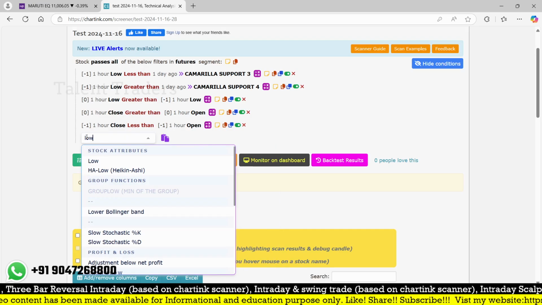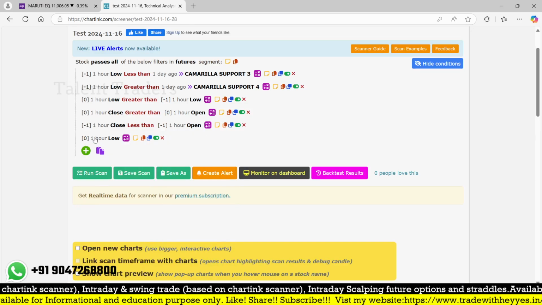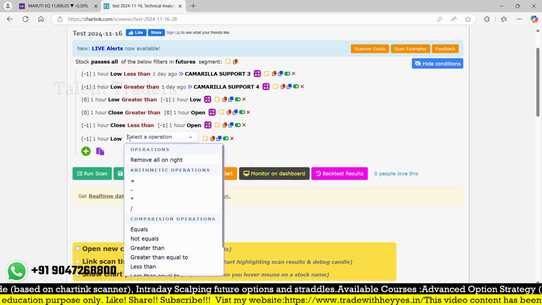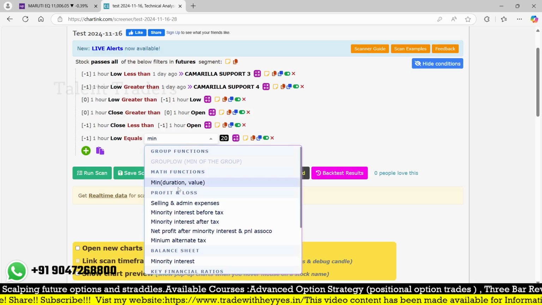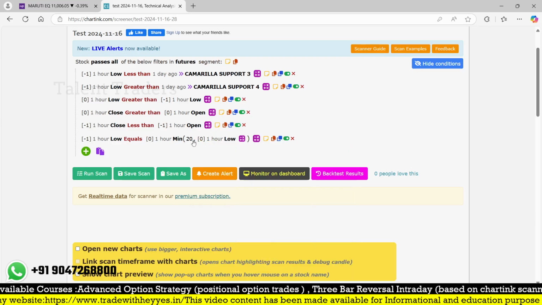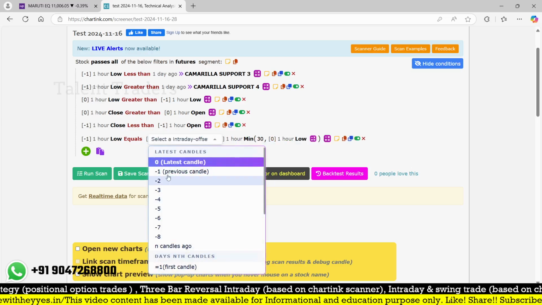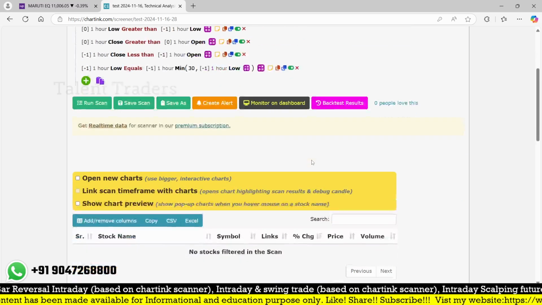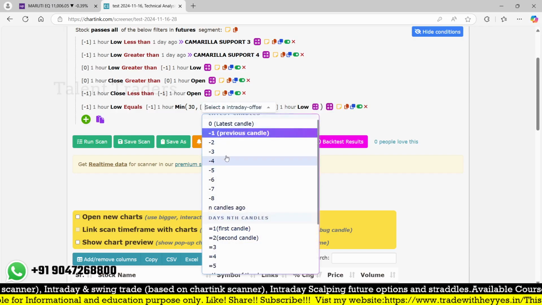Minus one candle low, 16 minutes, 1 hour, minus 1, must be equal to minimum duration 1 hour low. Okay, so if you add this, we will be filtering that will not be -1, so that will be the latest.